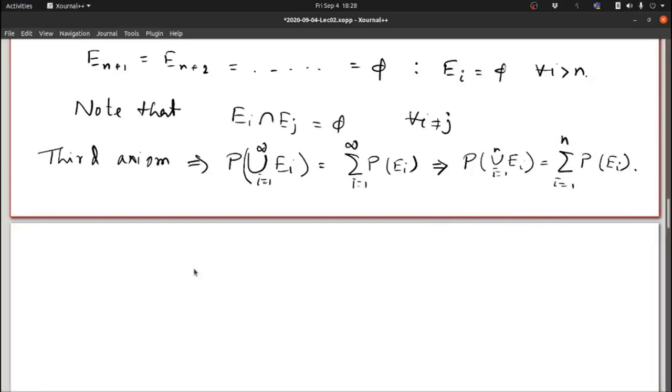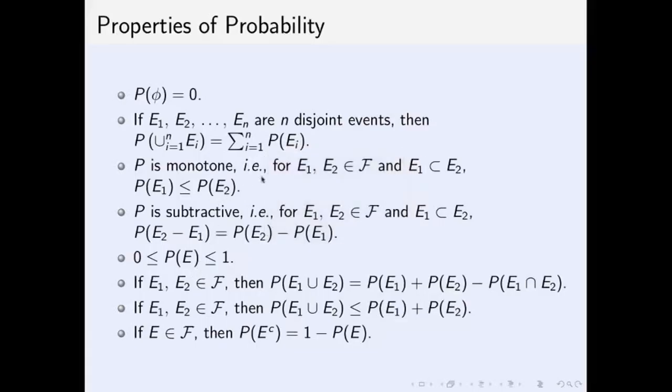So we have proved the second one, which shows that if I have a finite collection of disjoint events, the probability of the union can be written as the summation of the probabilities. Okay, now we want to prove the third property, which says that P is monotone. What does it mean that P is monotone? We call a function from R to R monotone if, for two real numbers x and y such that x is less than y, f of x is less than or equal to f of y for all x less than y. Then we say that the function f is monotone.